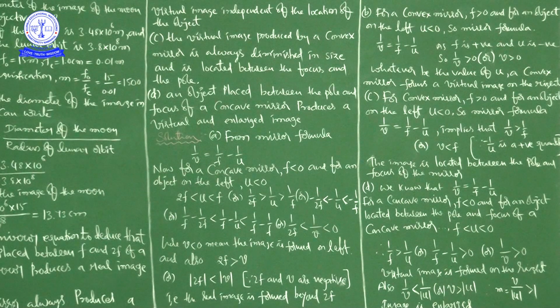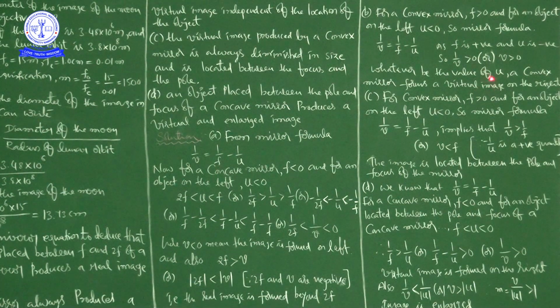This shows that whatever the value of u, a convex mirror forms a virtual image on the right. So based on this data, you can conclude that whatever the value of u, a convex mirror forms a virtual image on the right. That is what he is asking. So the virtual image is independent of the location of the object.